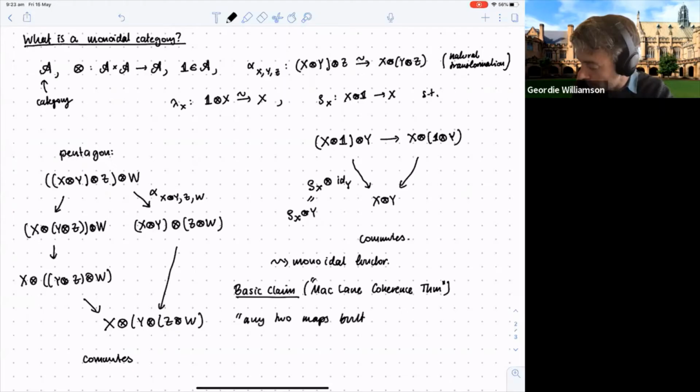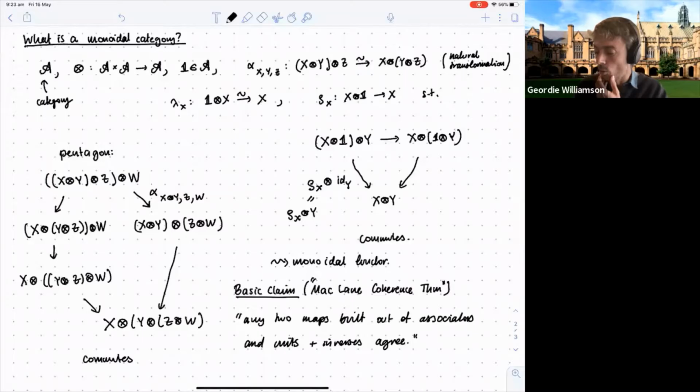Okay, so any two maps built out of associators plus their inverses agree.